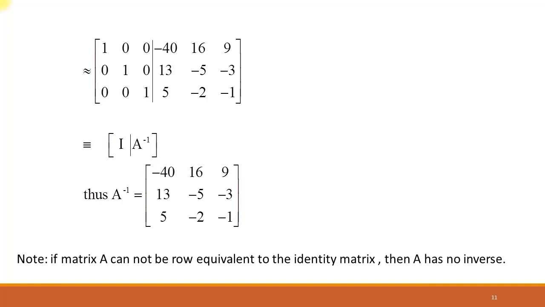Now in this method, how can we identify that the matrix A has an inverse? In this matrix, at this stage, if you have any row that is 0, for example the second row or the third row being 0, then it means that A cannot be row equivalent to the identity matrix. In this case, the matrix A has no inverse.